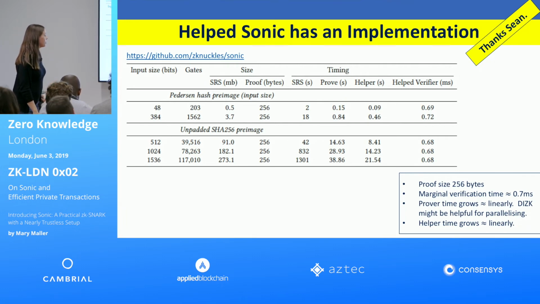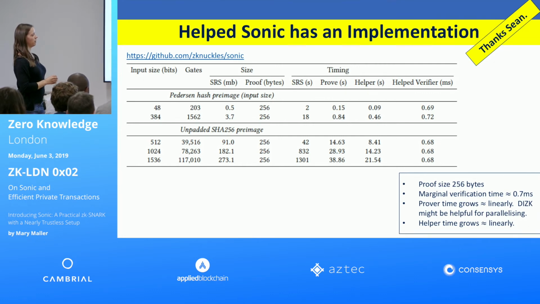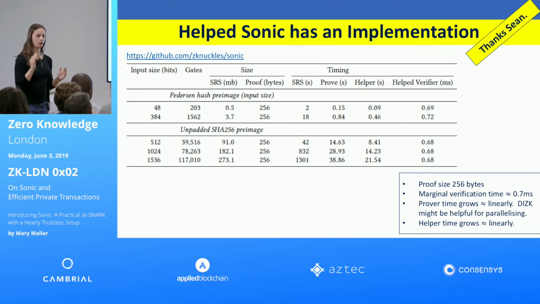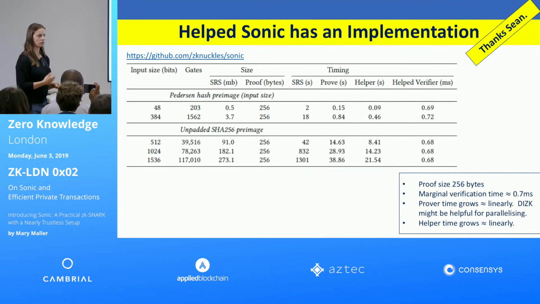The prover time grows linearly. So this is something where big improvements could probably be made by parallelizing, maybe using this DISC scheme that some authors came up with in Berkeley. Certainly it's something where investing lots of research and effort into trying to improve would make big differences, I think. And the helper time is very similar to the prover time because the actual operations that the helper is running are very similar.